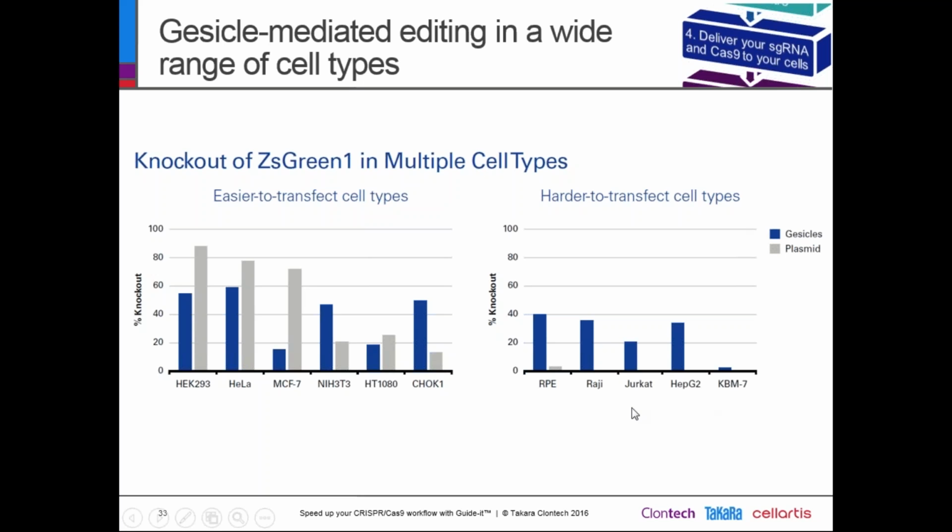Then, of course, the most interesting cell types are the more tricky cell types and the hard-to-transfect cell lines. And here Gesicles can really be a big advantage, because you can see on the right-hand side that the gene editing efficiency using plasmid delivery is almost nonexistent or very low. And here, for example, in RPE, RAG, or Jurkat cells, we could really achieve good gene editing efficiencies using Gesicles, here from 20 to 40%.